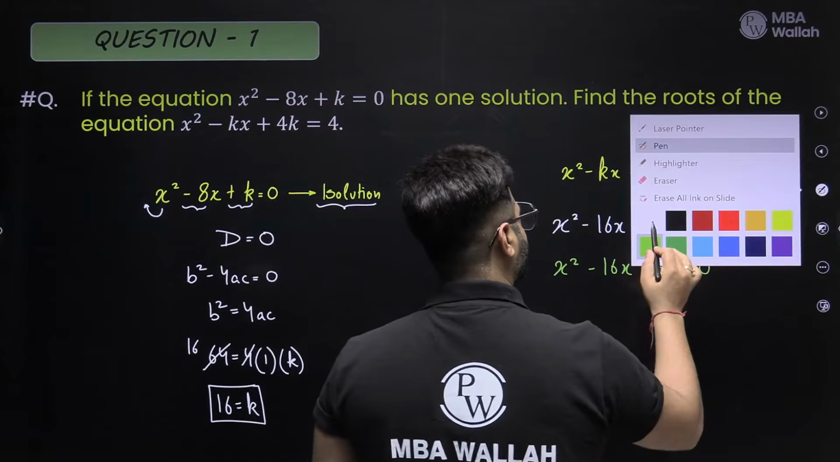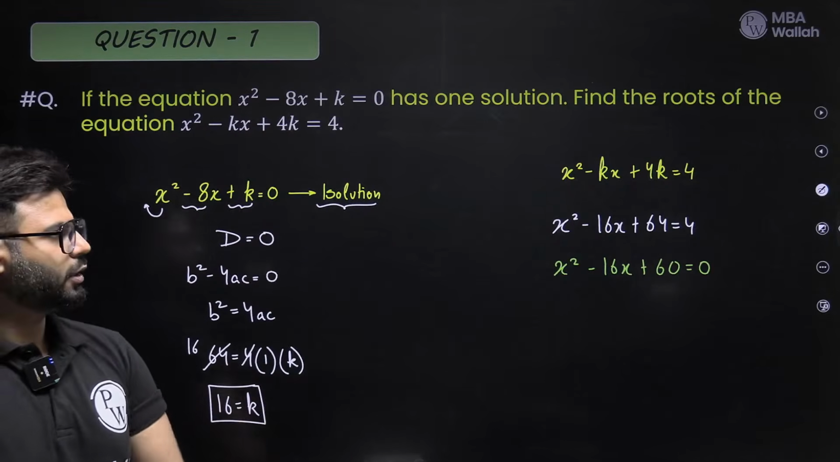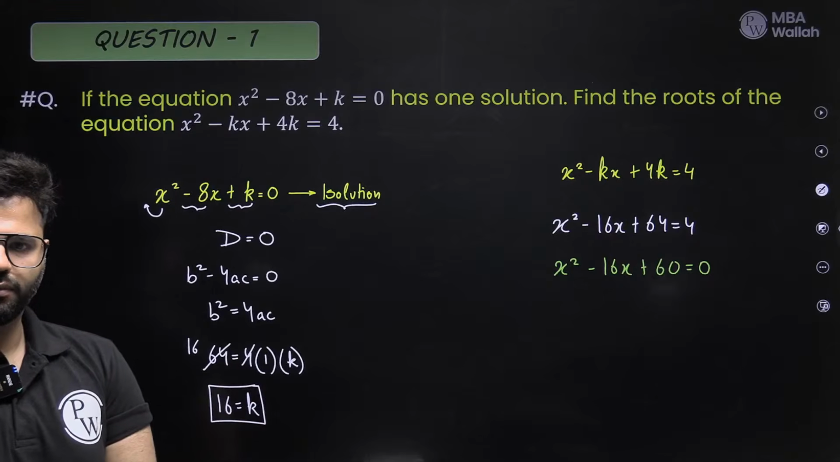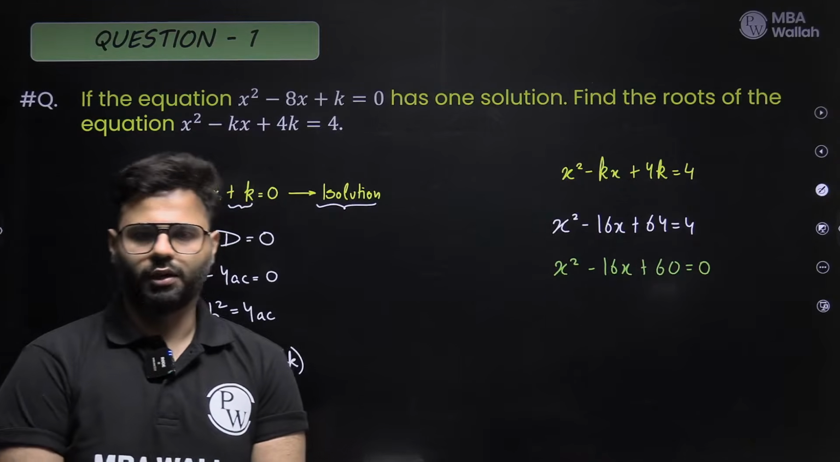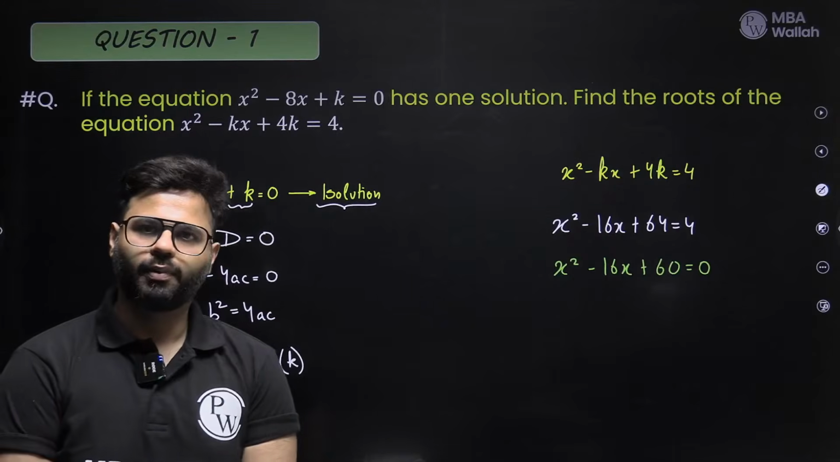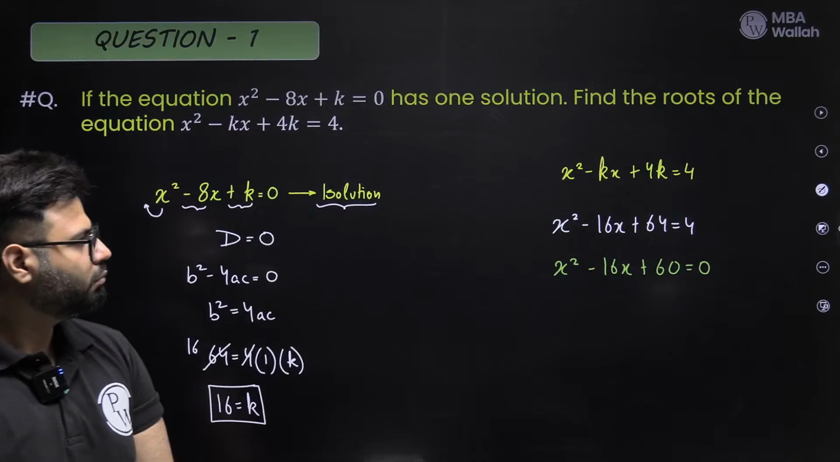Now it is totally up to you whether you wish to apply splitting or the discriminant method. Can you think of splitting? If yes, do it using splitting the middle term. Otherwise, we'll start applying d. But can we find it using splitting the middle term?